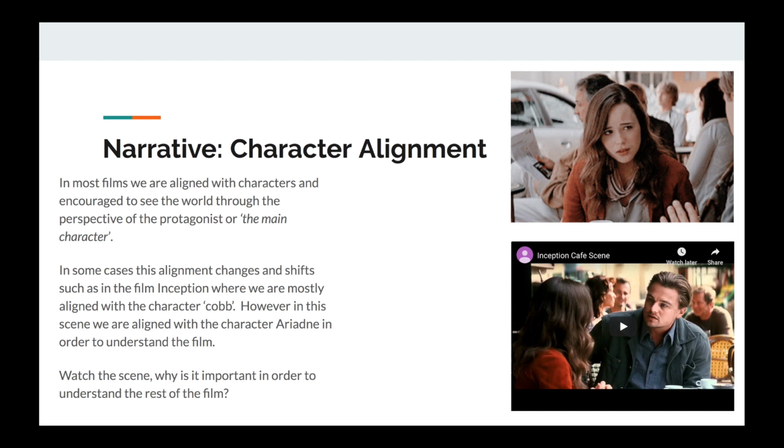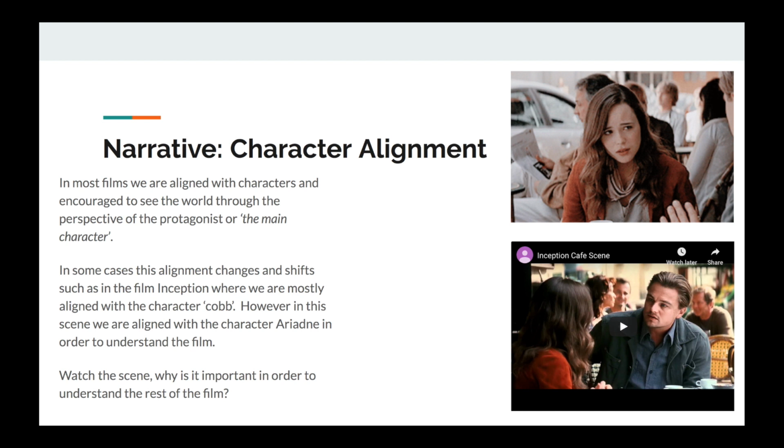But no doubt, the leading character is Leonardo DiCaprio, who is the character Cobb, and we are encouraged to align with Cobb for 90% of the film, and we experience his world, and we are aligned with the challenges that he faces and the motivations that he has. However, in this cafe scene, we are aligned with Ariadne.